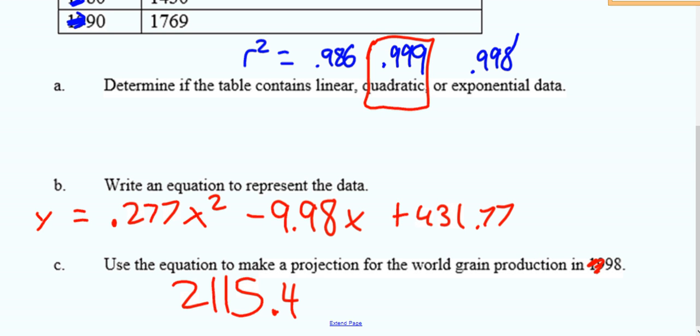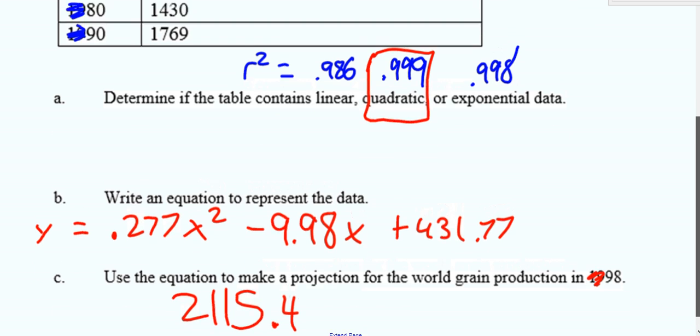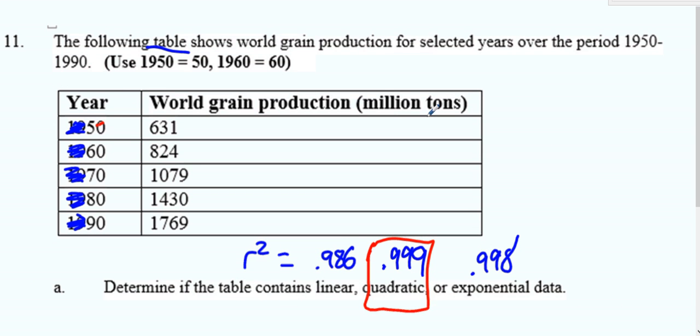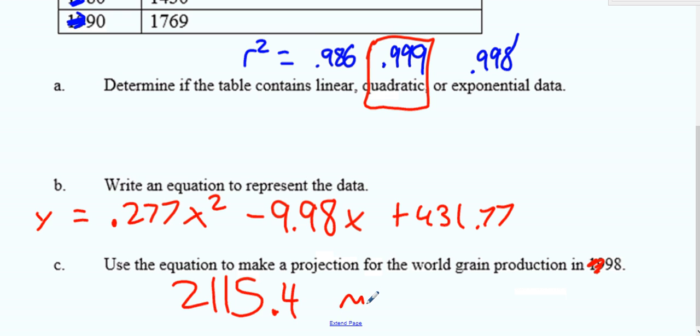So the last thing to make sure you include is units. You need to include the units. So this is million tons of grain. Million tons.